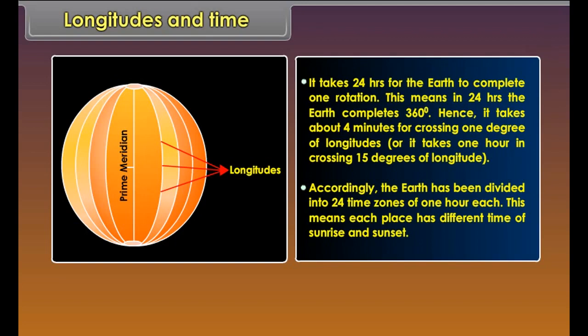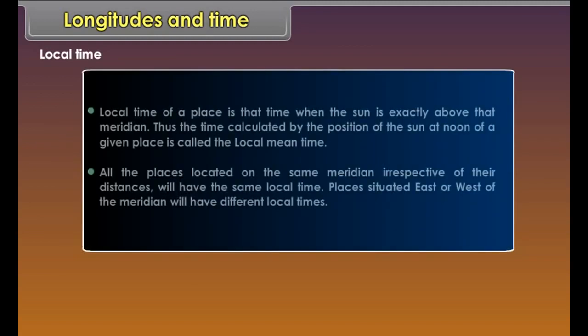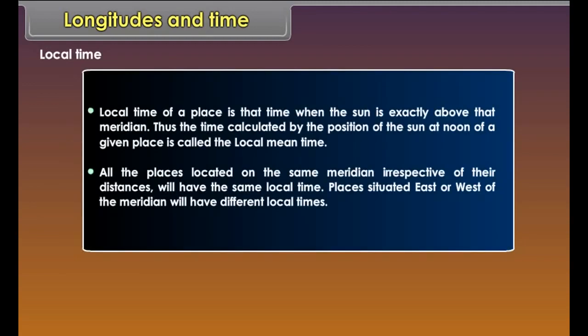It is called rotation. It takes 24 hours for the Earth to complete one rotation. This means in 24 hours the Earth completes 360 degrees. Hence, it takes about 4 minutes for crossing 1 degree of longitude, or it takes 1 hour in crossing 15 degrees of longitude. Accordingly, the Earth has been divided into 24 time zones of 1 hour each. This means each place has different time of sunrise and sunset.